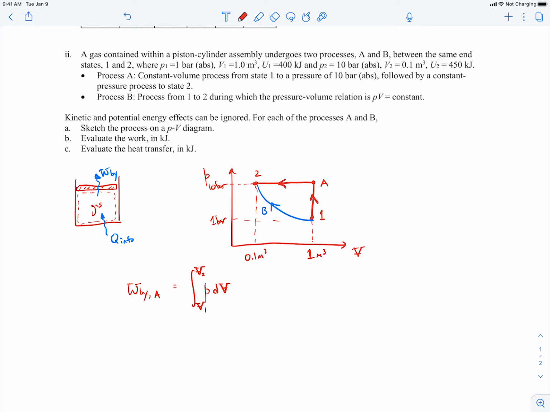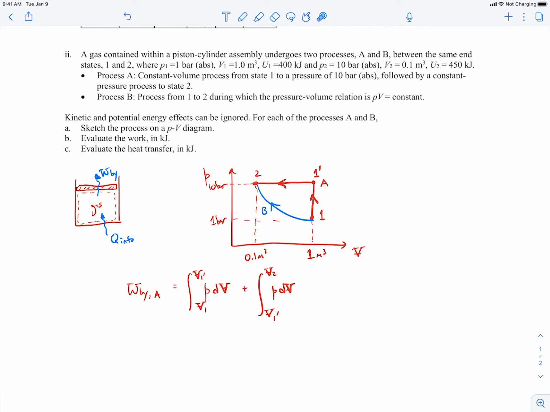And let me put an intermediate point here. Let's call this point 1 prime right here. So I'm going to break this up into parts. So instead of going from V1 to V2, I'm going to go from V1 to V1 prime, and then add in the PDV work from V1 prime to V2, because I'm taking two different paths there, so I'm just breaking it up so I can do it using the two different paths.